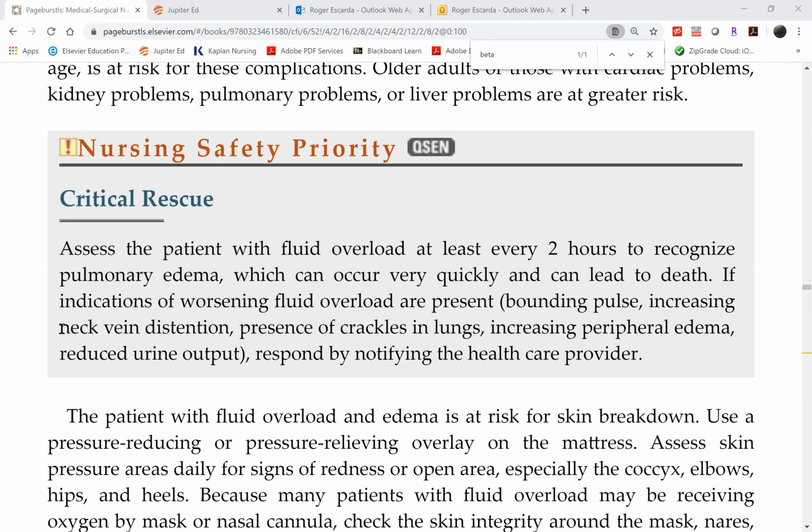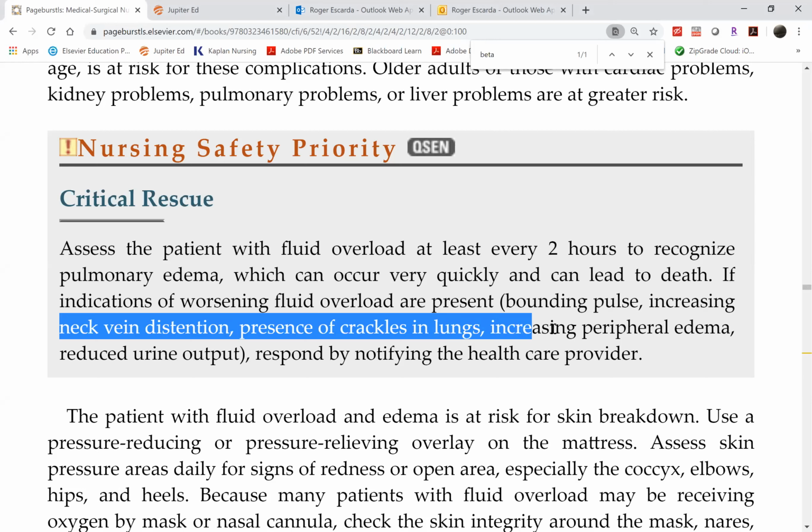You'll see obviously neck vein distension, crackles in the lungs, although the peripheral edema here will take time to form. So the more immediate or acute symptoms will be neck vein distension and the crackles in the lung. It usually takes about 4 liters of fluid retention before you see peripheral edema. So this doesn't really occur right away.